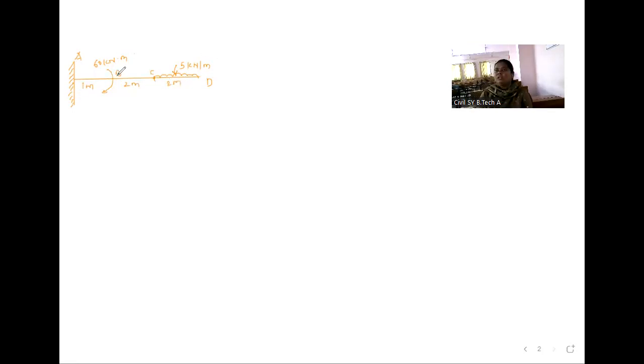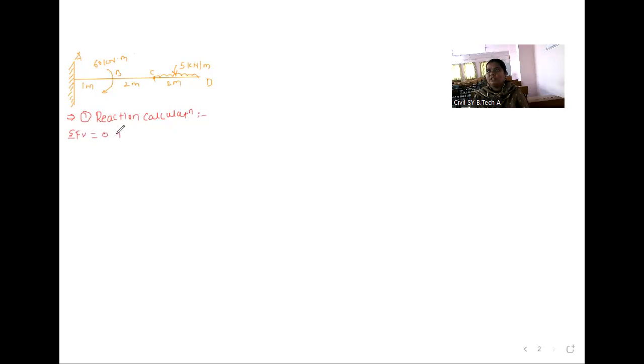So this is the cantilever beam AD. On that beam, one moment couple is applied and one uniformly distributed load is applied. For this, we have to do calculations for shear force and bending moment, and after that we have to draw the shear force and bending moment diagram. As usual, our step number one is reaction calculation. In that, first is summation of FV equal to zero.